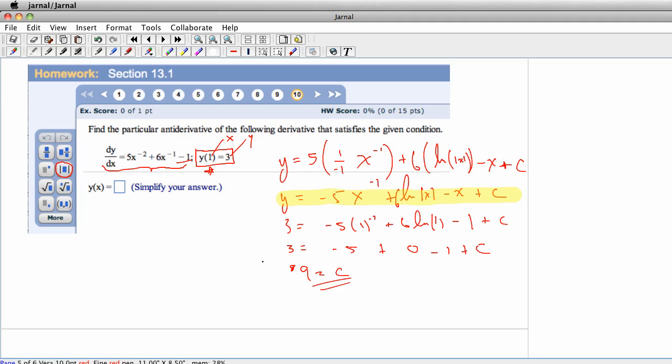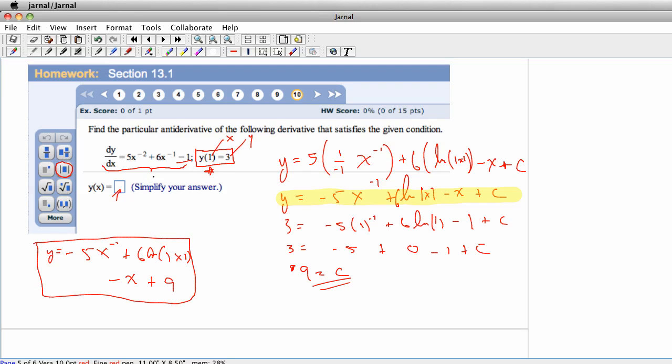So I can just solve this algebraically for c. Therefore, the complete answer here that goes in the box is that y should be negative 5x to the minus 1. I'm just copying what I highlighted here. Plus 6 log of the absolute value of x minus x plus 9. That function will do two things.